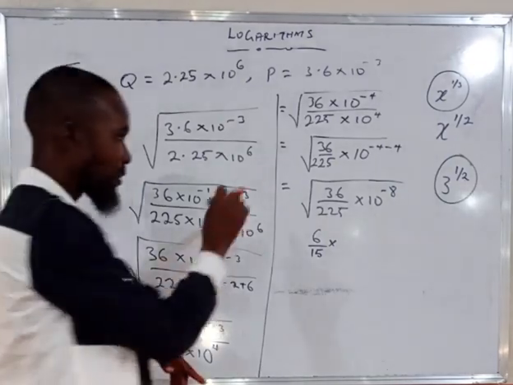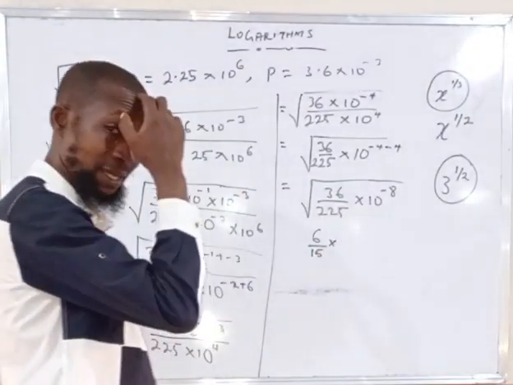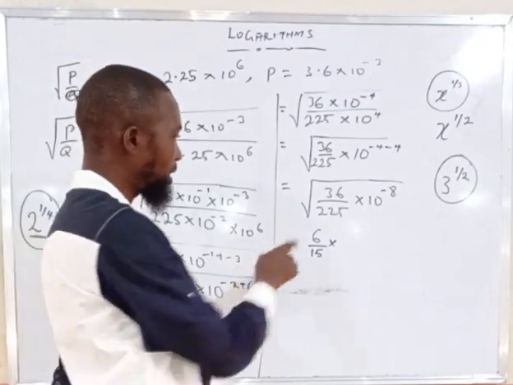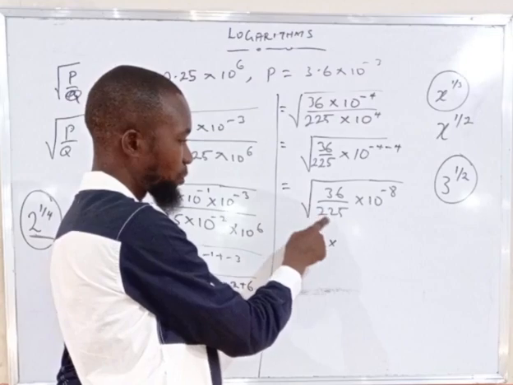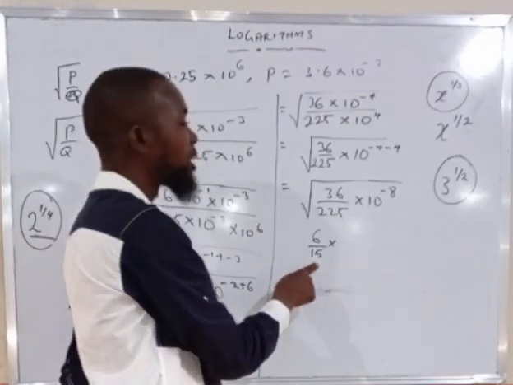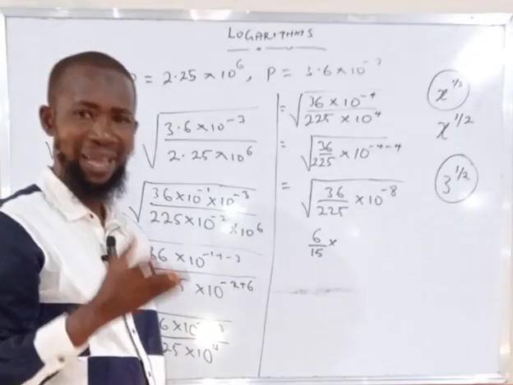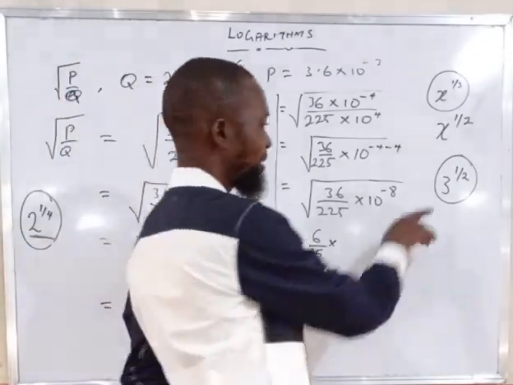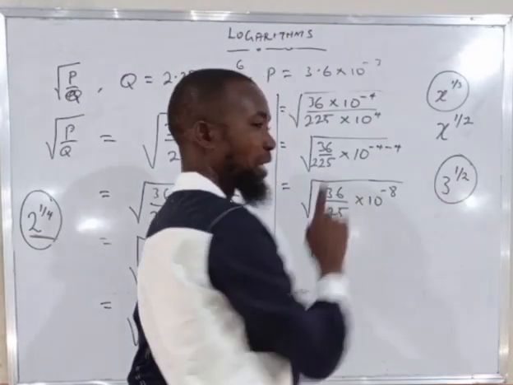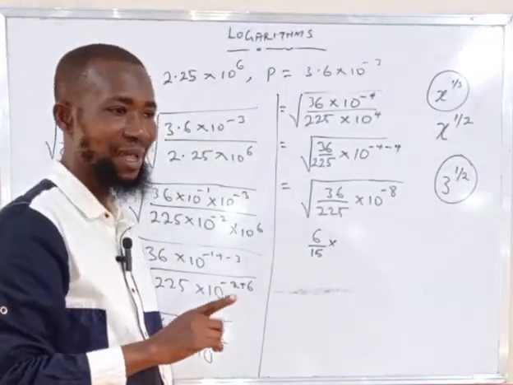Look at it. I will go back to this place. We want to interpret to be able to get the final answer. So you said square root of 36 is what? Square root of 225 is what? Then square root of 10 raised to the power minus 8. You know that one does not sound nice. Once it doesn't sound nice, then you convert it to something like this. Do you get that? Is that clear?